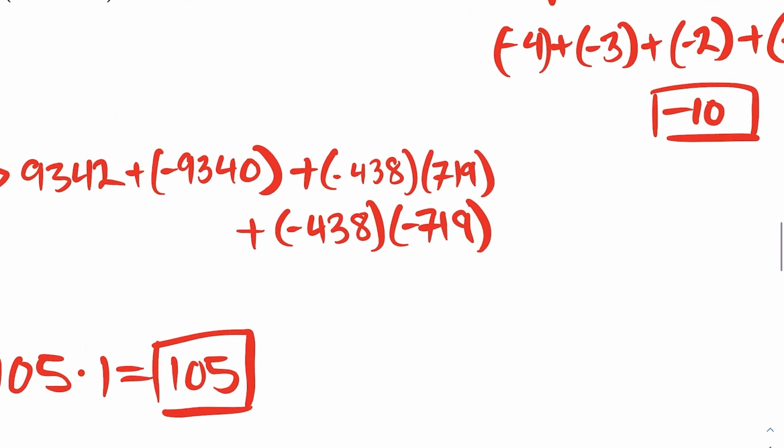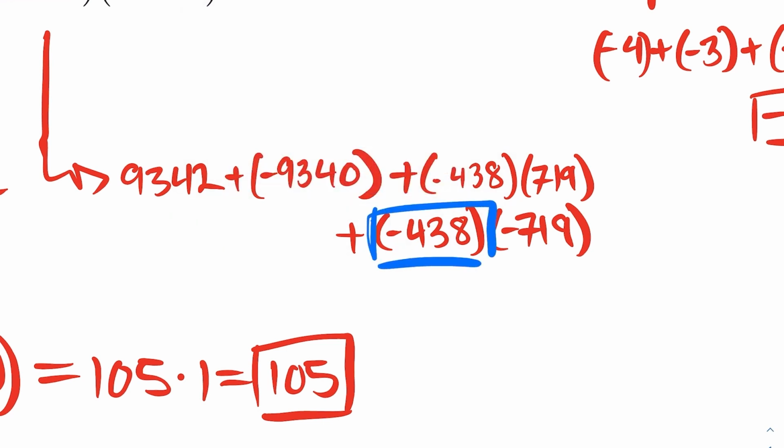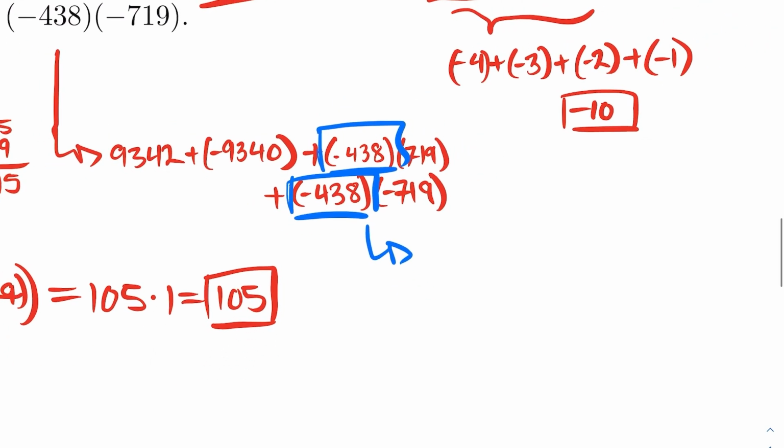Well, what do I notice here? I notice that we have a negative 438 here and a negative 438 here. And what do I remember about factoring? That means I can factor these out. But this is 719 and this is negative 719, so I'm not going to factor that out. Because these are the same thing, I will factor them out.